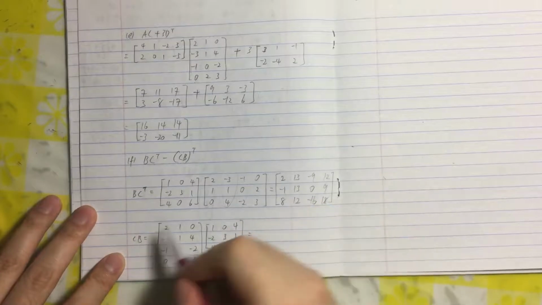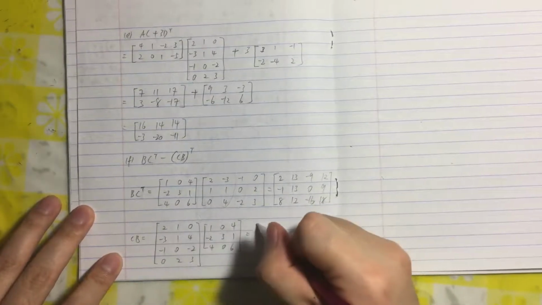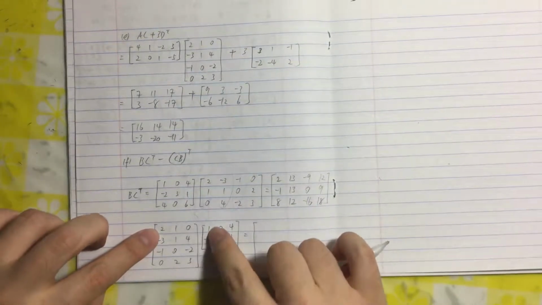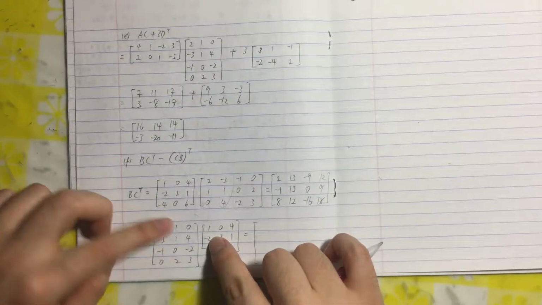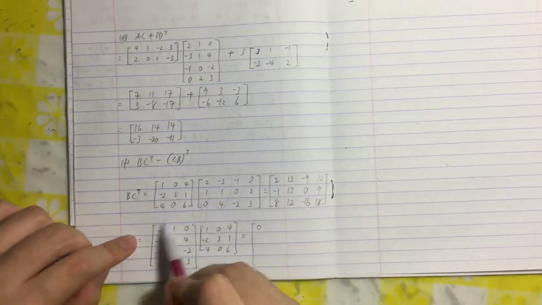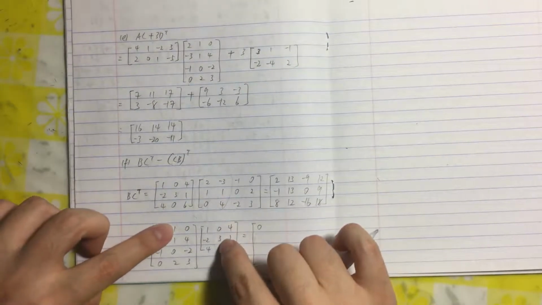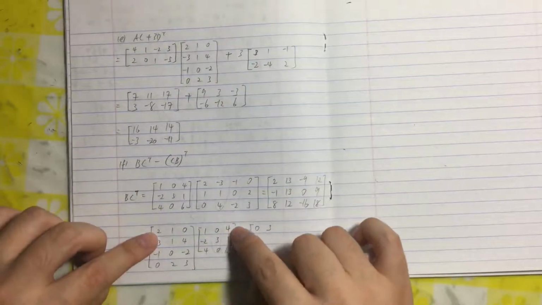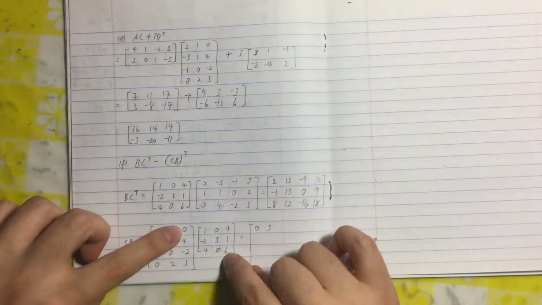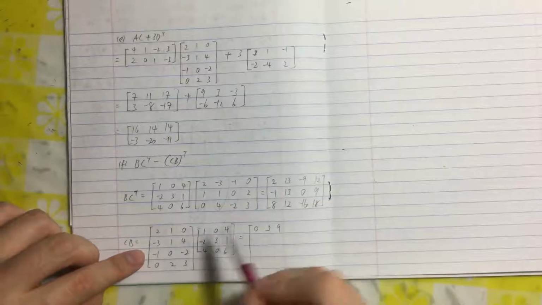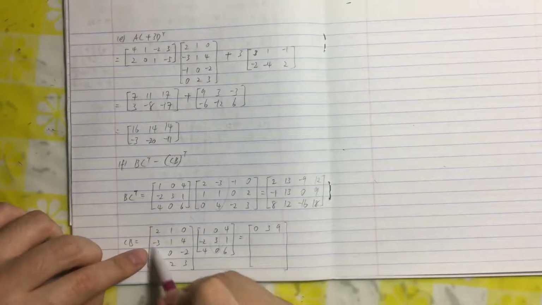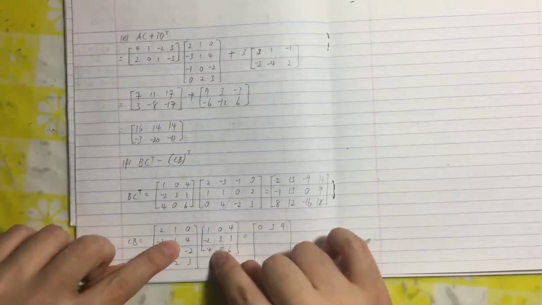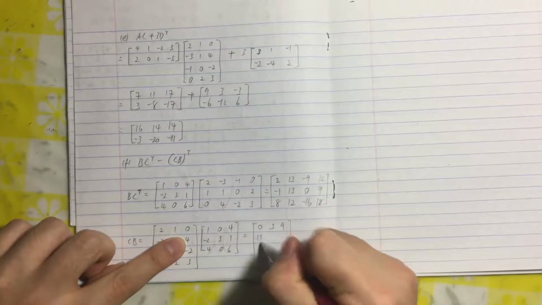Let's multiply. Take row times column. Row times column. 2 plus negative 2 is 0. Plus 0 is 0. 0 plus 3 is 3. Plus 0 is 3. 8 plus 1 is 9. 9 plus 0 is 9. Next. Second row times first column. Negative 3 plus negative 2 is negative 5. Negative 5 plus 16 is 11.